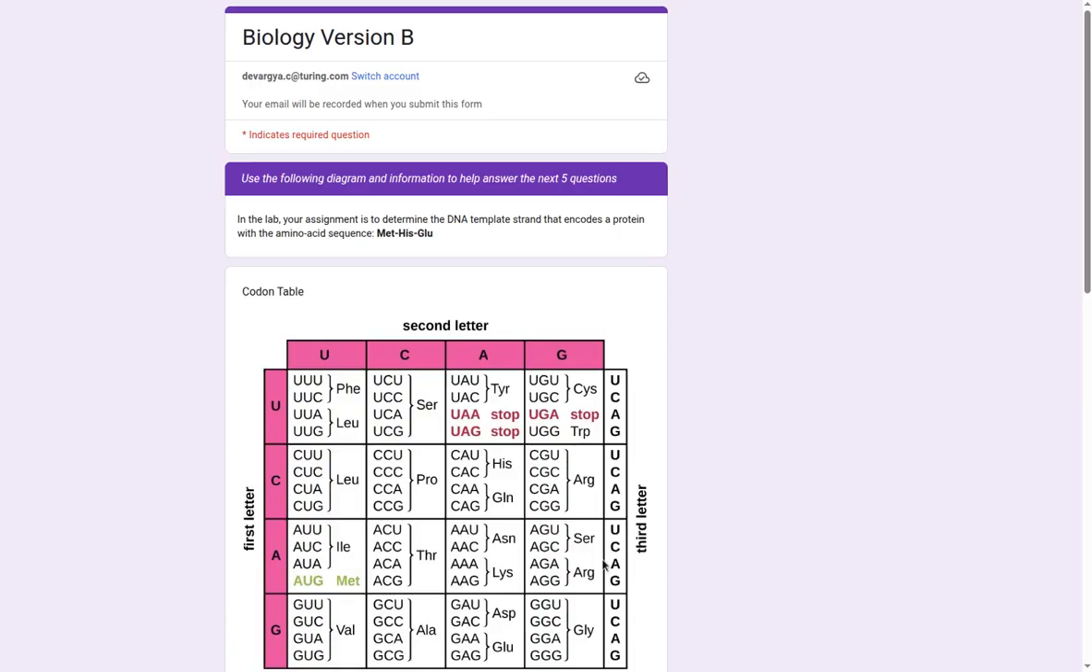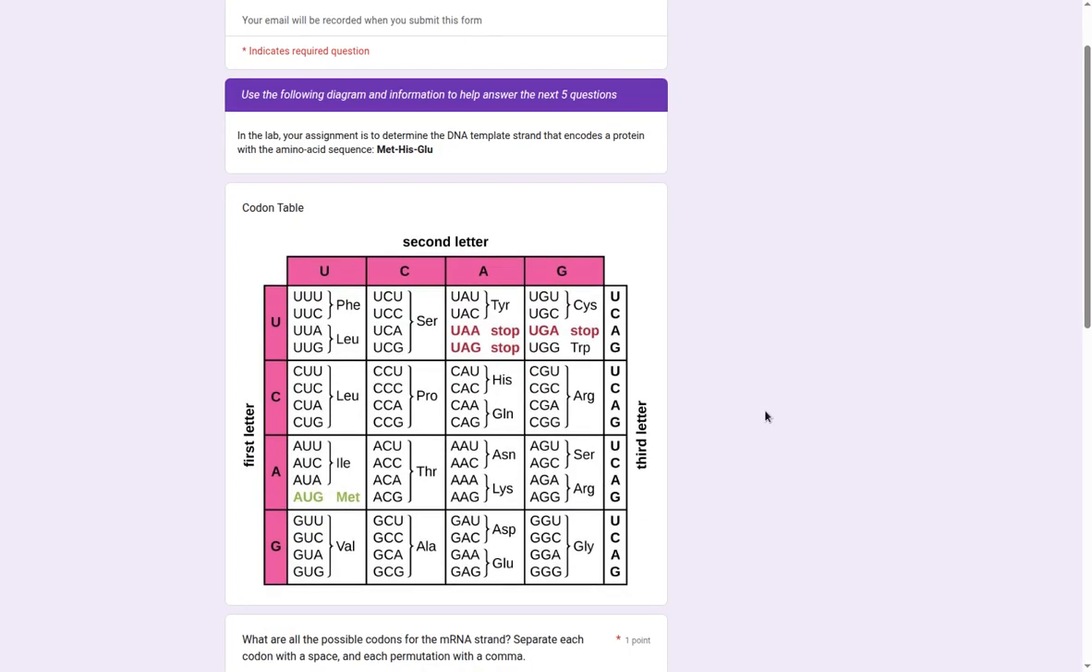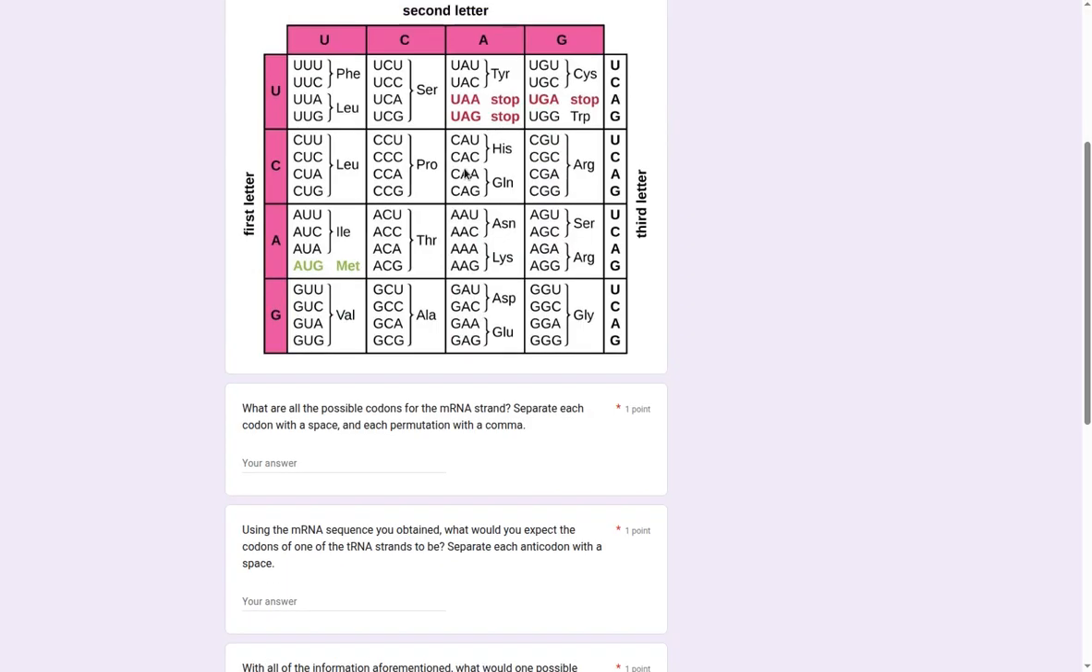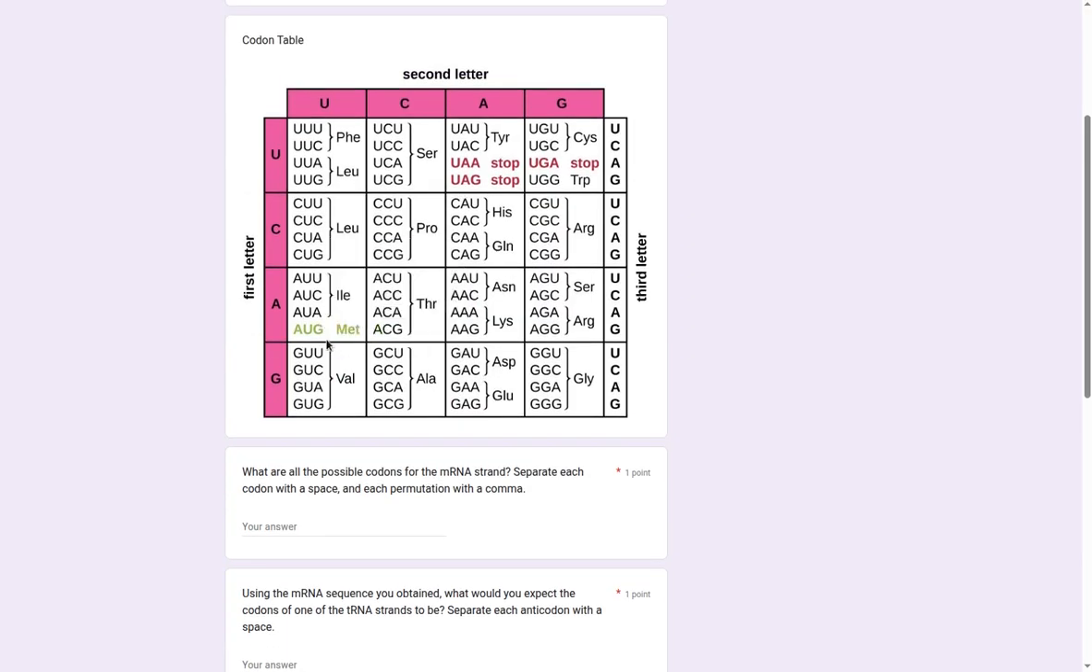Okay, this is something different. So they have asked in the lab, your assignment is to determine the DNA template strand that encodes a protein with the amino acid sequence MET, HIS, GLU. Okay, what are these? I have no idea. So here's MET. So I think then it should be AUG, and then it said HIS. So what is the question? I have never got the question in the first place.